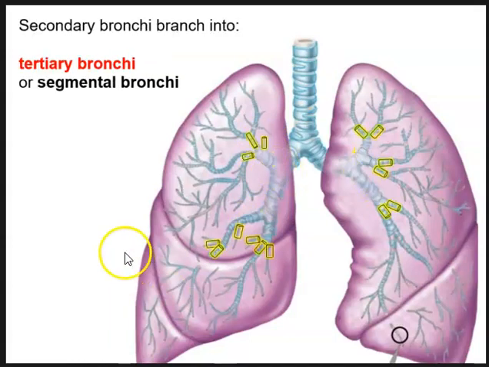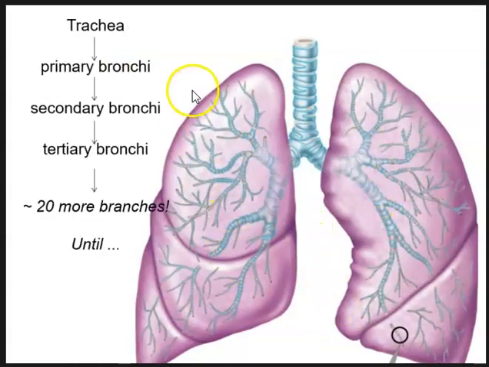Secondary bronchi will then branch into tertiary or segmental bronchi. These bronchi will go to the individual segments within the lobes of the lung. So this little flow chart shows you that the trachea will then transport air to the primary bronchi. There's a right and left primary bronchus.